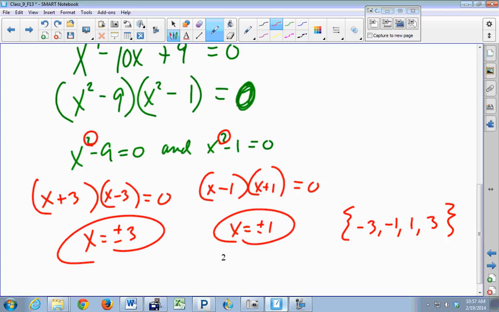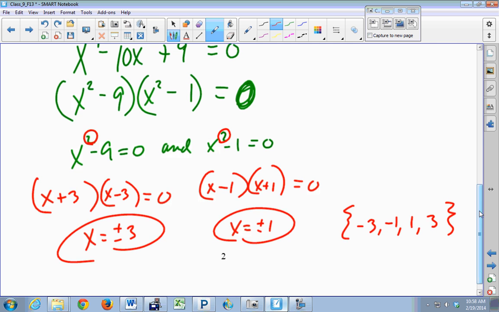Now, the method that your book shows you is if you don't recognize or feel comfortable doing this, they have you turn it into something that looks like a quadratic by doing a substitution. It's called U substitution. U substitution is used quite a bit in calculus, and so it's kind of nice to introduce it now.